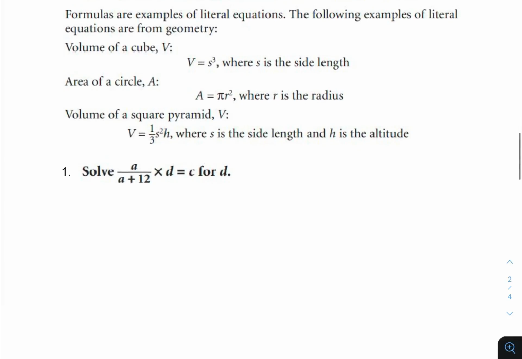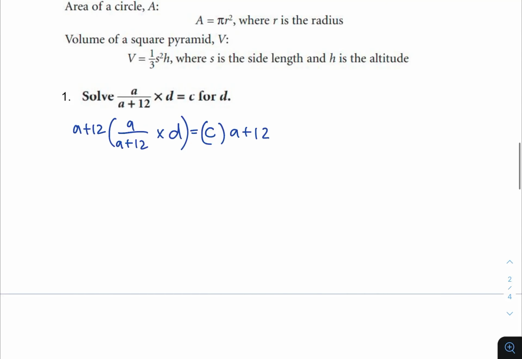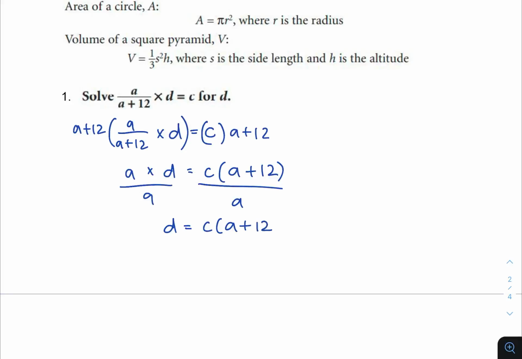So we first want to start by rewriting it. And we're going to multiply both sides by a plus 12. And that gives us a times d equals c times a plus 12. And now we're going to divide a on both sides, giving us d equals c times a plus 12 all over a.